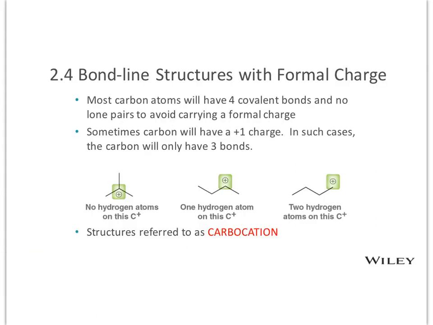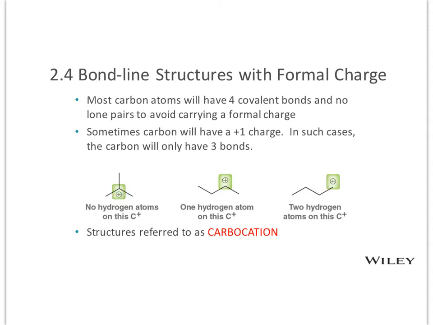Okay, so continue here. Let's talk about some specific cases of where formal charges show up in bond line structures. So we have here some examples of what are called carbocations. Usually, if a carbon is going to carry a formal charge, it's going to carry a positive formal charge, as I'm showing in these structures here.